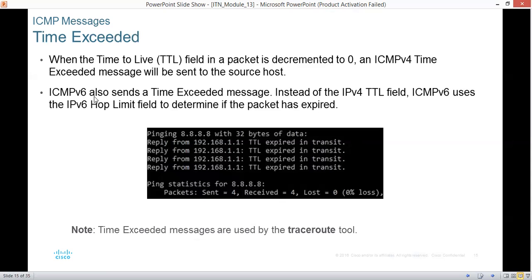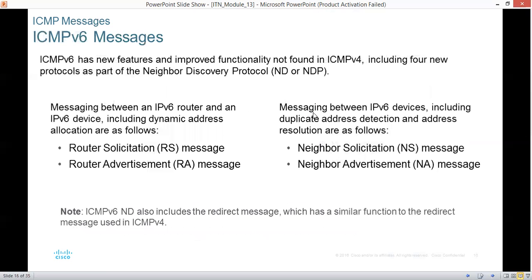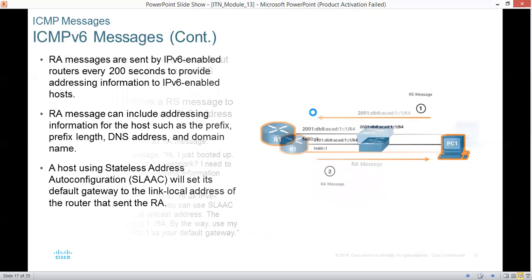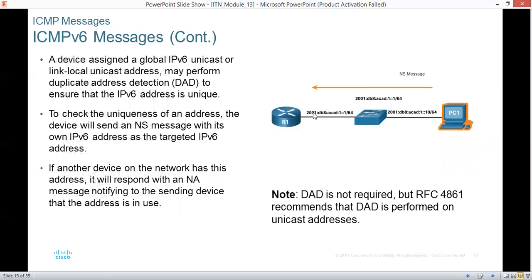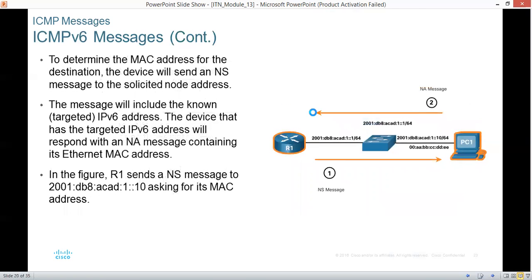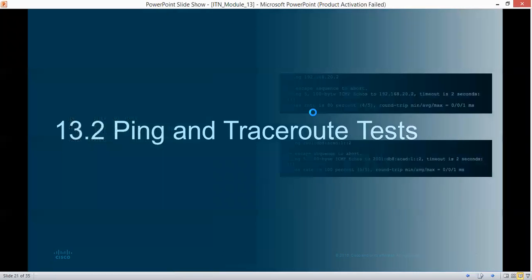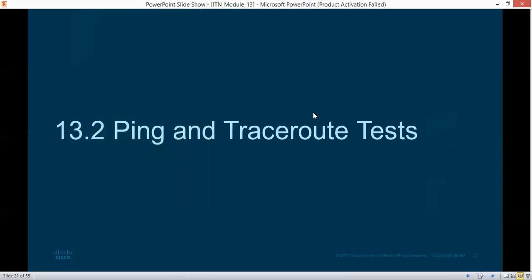An IPv6 also sends a time exceeded message, but instead of the IPv4 TTL field, ICMPv6 uses the IPv6 hop limit field to determine if the packet has expired. So these are the ways that you can distinguish between the two of them. I think this particular curriculum won't really give us much of an issue, because all you're doing is testing for connectivity from a host to a destination.